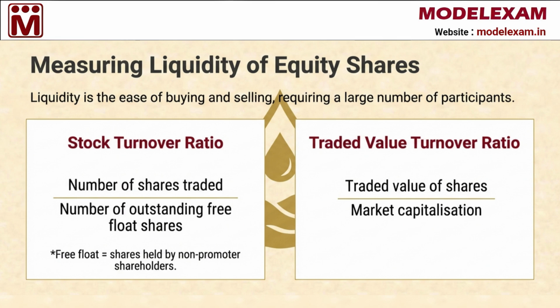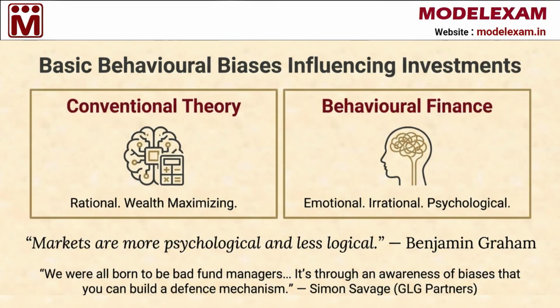The second is the traded value turnover ratio. This is the traded value of shares divided by the market capitalization. Both of these tell us if there are enough participants in the market to allow you to exit your investment easily. Now, let us shift gears from mathematics to psychology. We are going to look at basic behavioral biases.